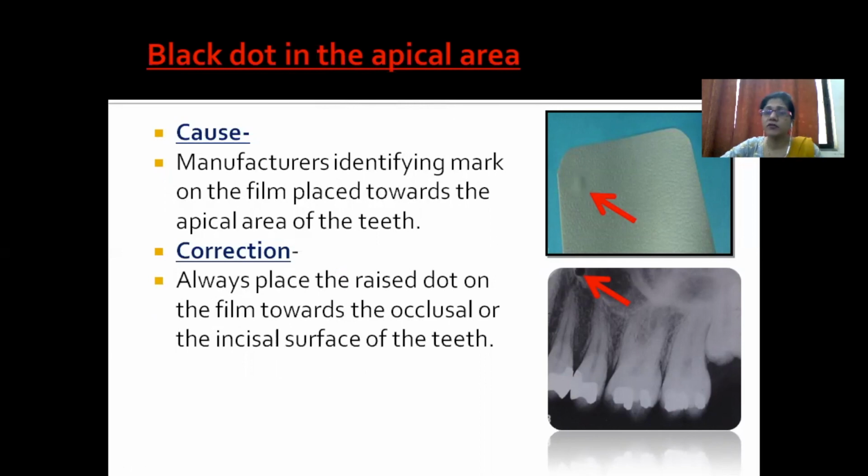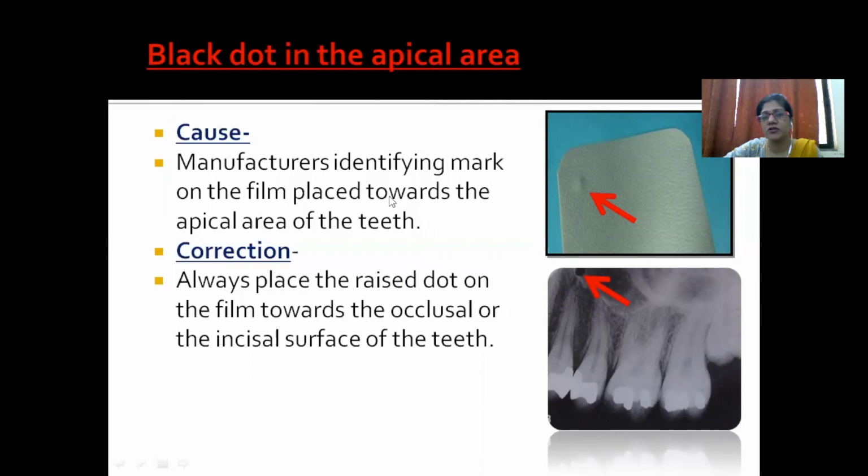But if it is on the apical region, what will happen? Earlier this convexity was very prominent, and in the earlier radiographs we can see this type of radiolucent dot, and we all know this radiolucency mimics pathology, like periapical pathology, which also appears as radiolucency. So we should avoid it. Now, what are the different causes?